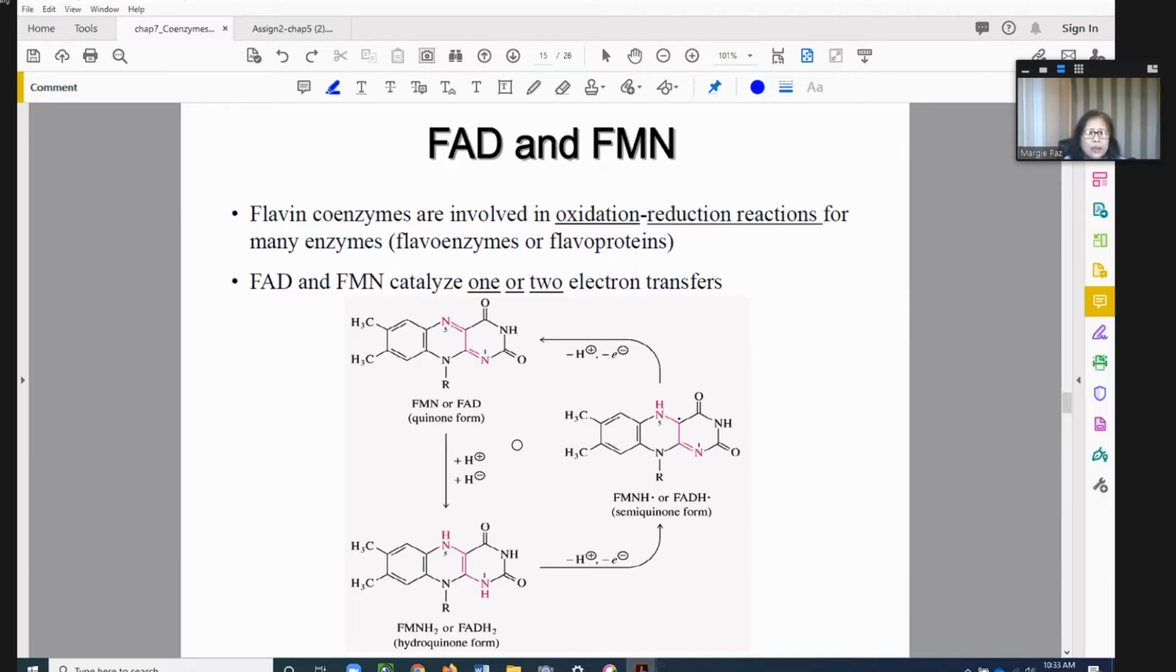These coenzymes, FAD and FMN, can also be easily oxidized in the presence of air. Hence, to prevent oxidation in the presence of air, the coenzymes FAD and FMN are usually tightly bound to their respective enzymes to prevent exposure to oxygen.